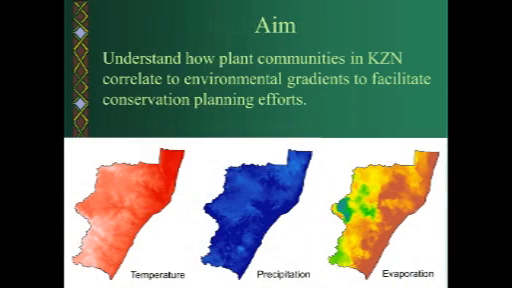So the aim of this study is to look at the environmental correlates of floristic composition in the province. This is to help with our conservation planning efforts, because if we understand the drivers of this floristic diversity and the patterns that are made, we are better able to plan to ensure representativity and persistence into the future.